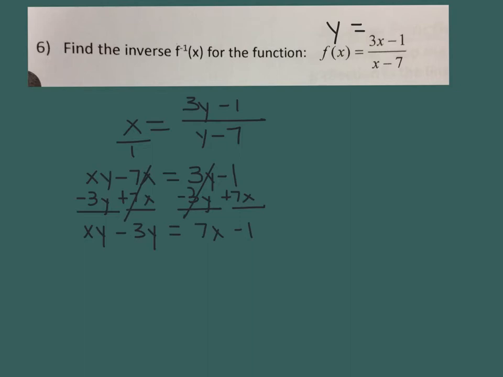So now, in order to get the y out of these two terms, we're going to have to factor it out. So when we factor it out, it would leave me with x minus 3 in parentheses. So we basically just took the y out of both of these two terms. So we were left with the x minus 3. And then I'll bring down my equals, 7x minus 1. And to finish getting the y by itself, let's divide by that x minus 3. So that leaves us with, instead of y equals, I'm now going to write f inverse of x equals 7x minus 1 over x minus 3.